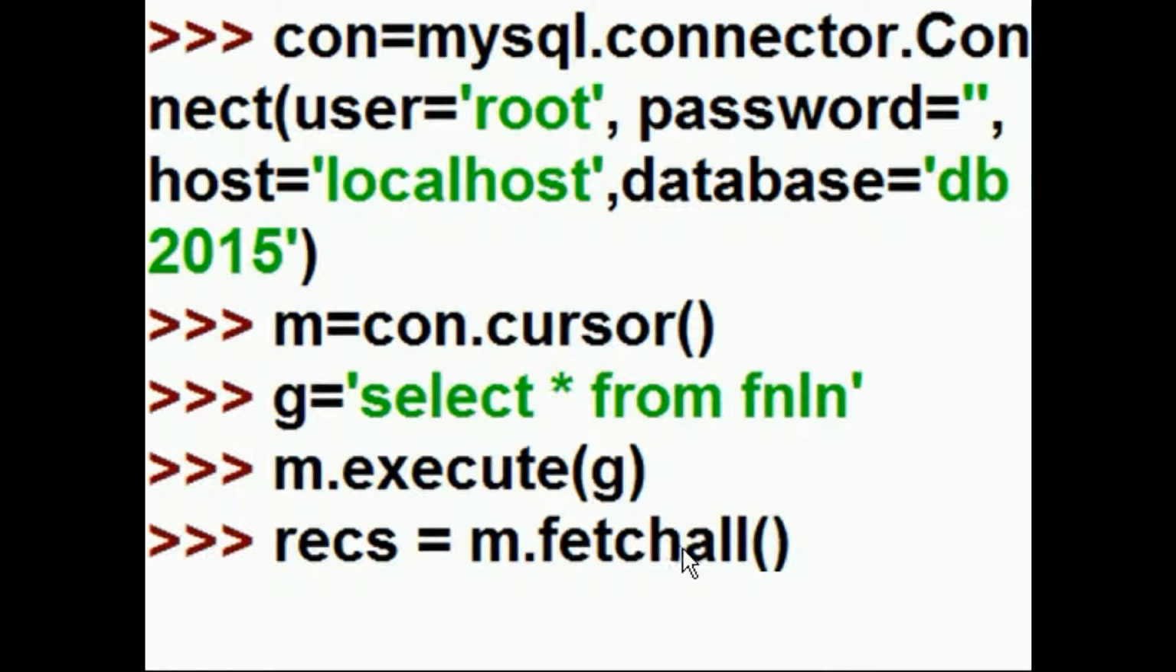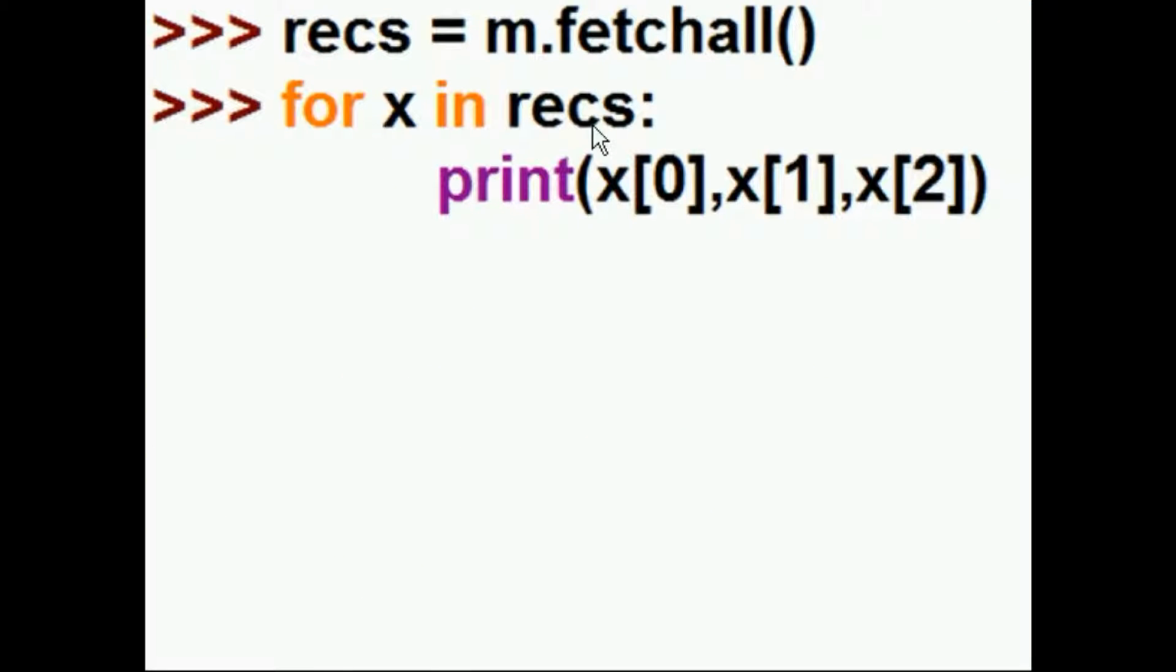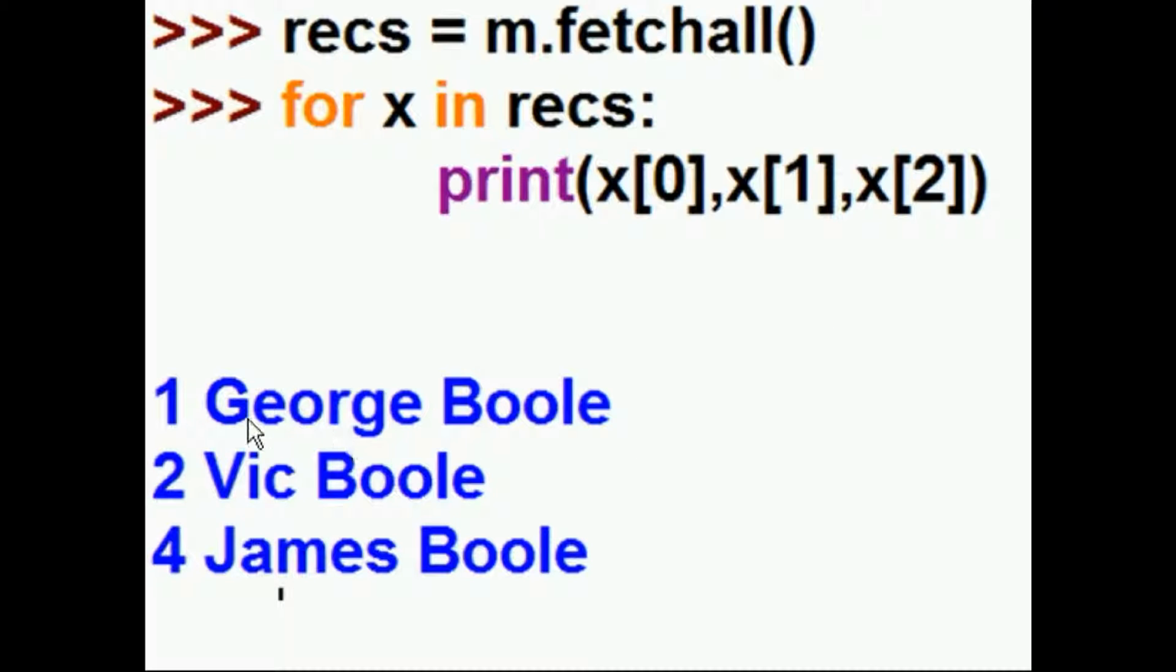M, yes, fetch all the records from the cursor and throw them into the variable called rex, like so. Now, for every x in rex, this is what I want you to do. Print out the three guys. X0, that's the ID. X1, that's the FN field, first name. And X2, which is the LN, last name. And there they are. 1 George Boole, 2 Vic Boole, 4 James Boole. Ooh, what happened to 3? I deleted that one out earlier. It's not going to use that number again.